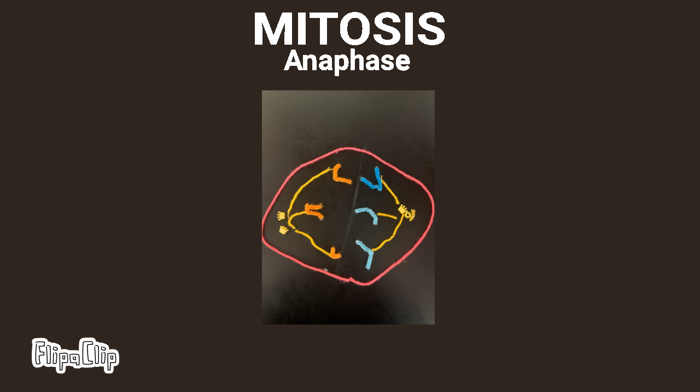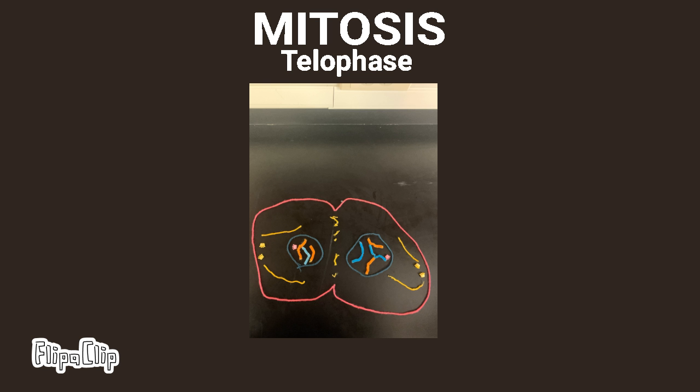During telophase, the separation of the chromosomes is completed. The cell plate forms in plants and the cleavage furrow forms in animal cells. The nucleus and the nucleolus reform and the chromosomes uncoil.